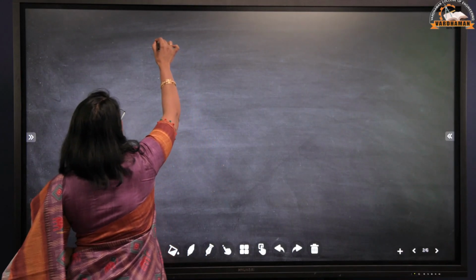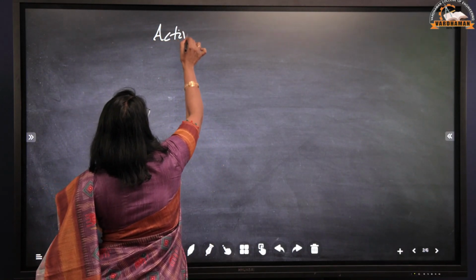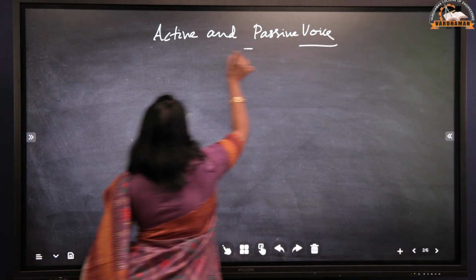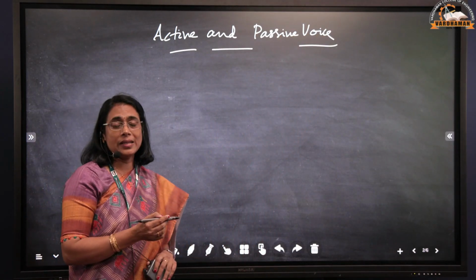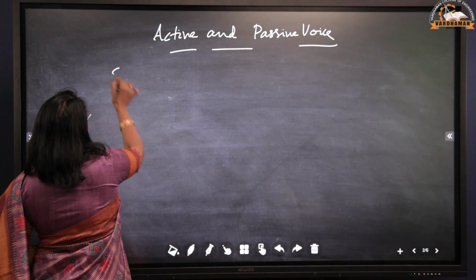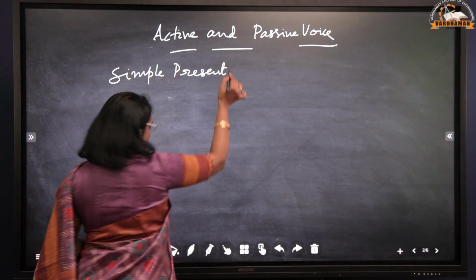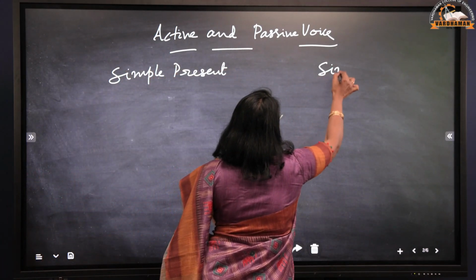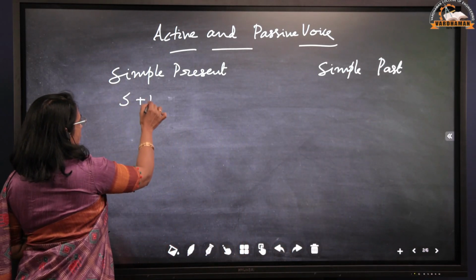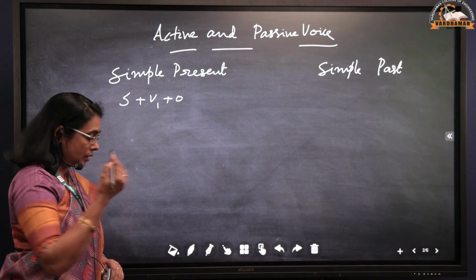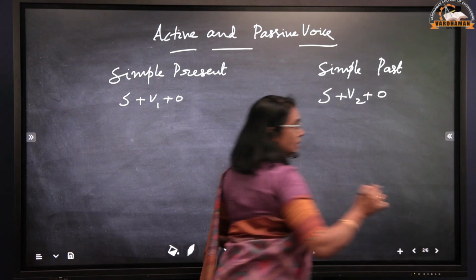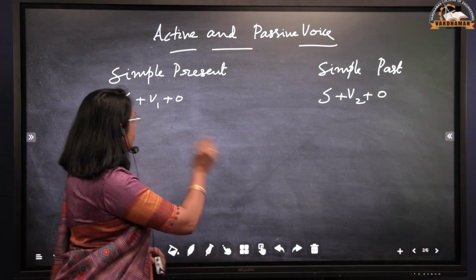So here I have not given the title for this, active and passive voice. Let's take simple present and simple past. Simultaneously we can learn them. Okay. So here it is simple present, simple past. Simple present, we have a subject plus V1 plus object. Whereas in past tense, subject plus V2 plus object. See that there is an object in both the structures.